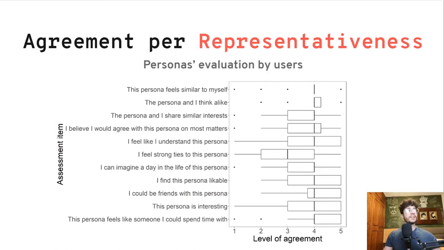The statement, this persona feels similar to myself, which is the first one on the list from top down, had the values of median, 25th percentile and 75th percentile at 4, indicating that the great majority of users found similarities of the personas with themselves.